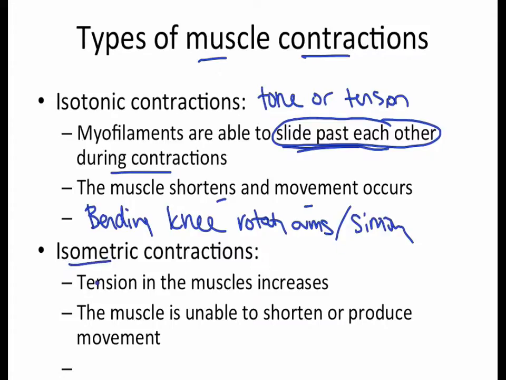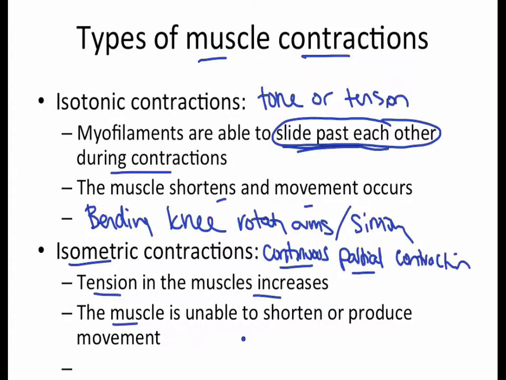Then we have isometric contractions. Isometric contractions is when you have continuous partial contraction. So this would be like the tension in the muscles increasing. It would be like if you were to push as hard as you could against a wall to try to move that wall. The wall's not likely to move, but you're going to continuously contract those muscles. So this makes it so the muscle is unable to shorten or produce a movement. An example of this would be something like weightlifting.